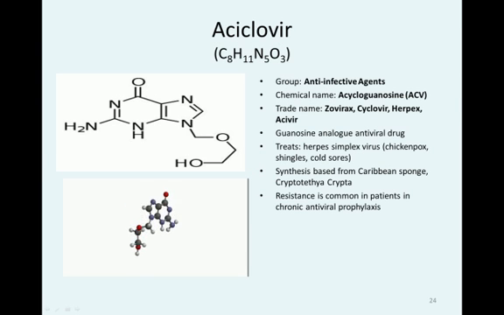Acyclovir belongs to the group anti-infective agents. It is a guanosine analog antiviral drug. It treats herpes simplex virus. Resistance is common in patients in chronic antiviral prophylaxis.